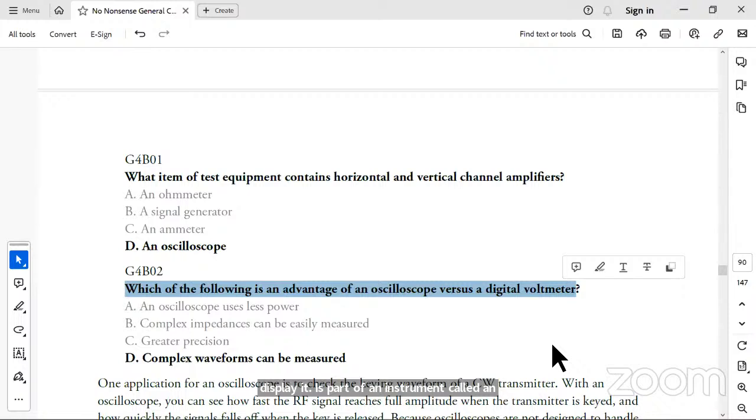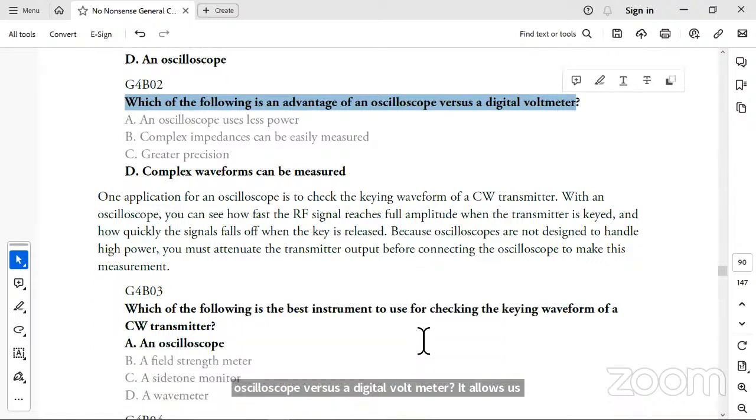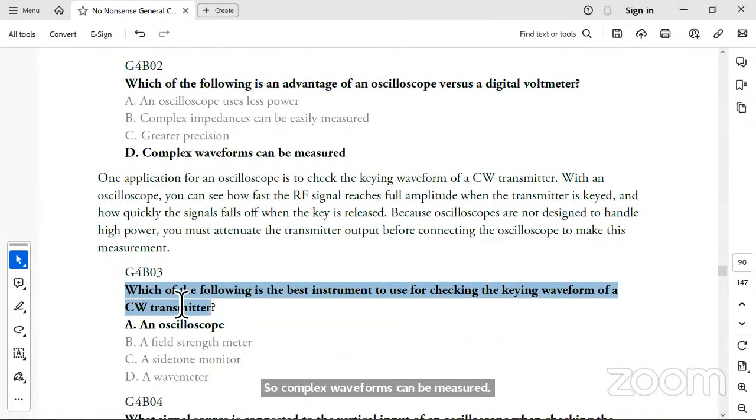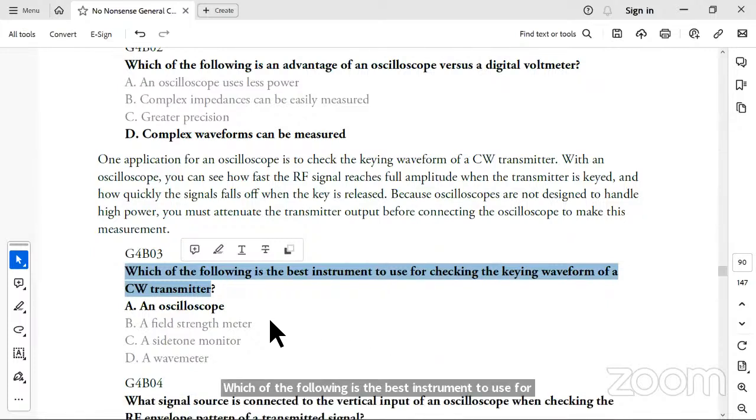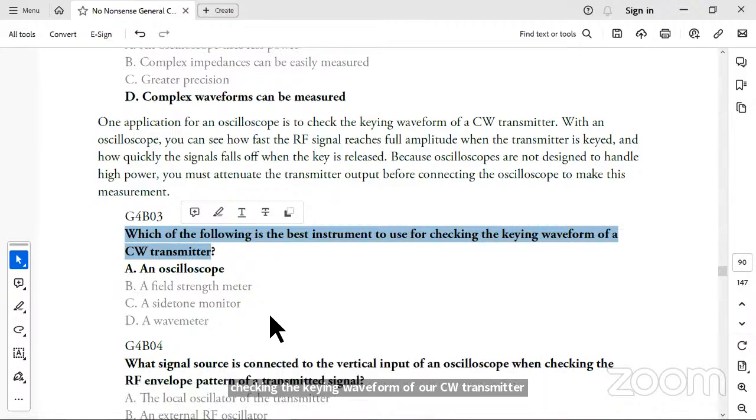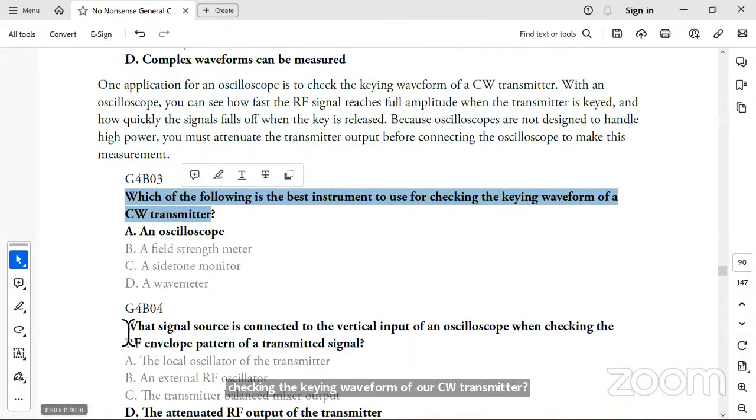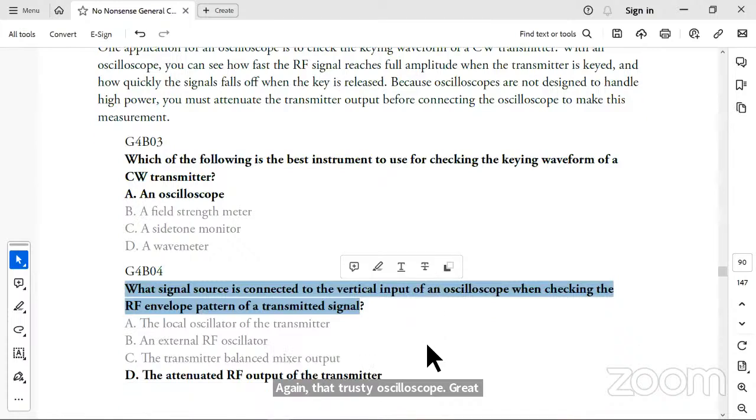Which of the following is an advantage of an oscilloscope versus a digital voltmeter? It allows us to see complex waveforms. So complex waveforms can be measured. Which of the following is the best instrument to use for checking the keying waveform of a CW transmitter? Again, that trusty oscilloscope. Great piece of equipment, or great piece of test equipment if you can get it.